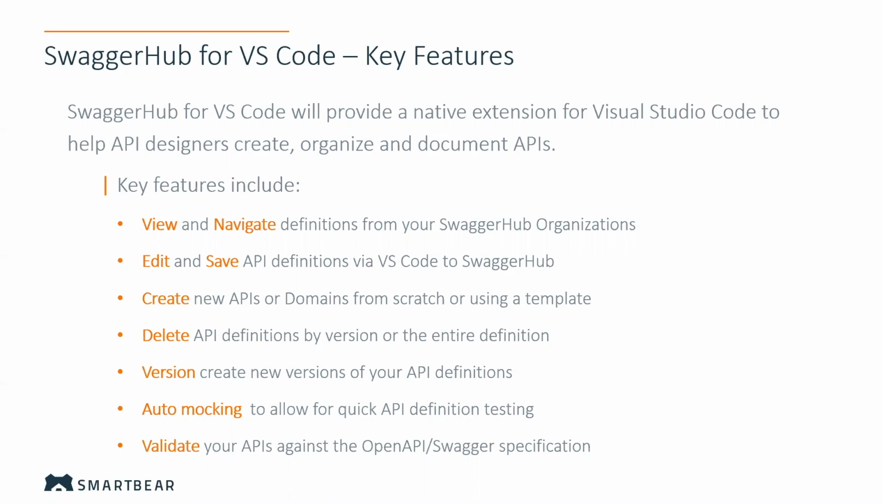You can create new APIs. You can delete existing APIs if you need to. You can create new versions of any of your APIs. The auto mocking is still available to you from VS Code. And lastly, as you're editing, you can validate your APIs against the OpenAPI specification.